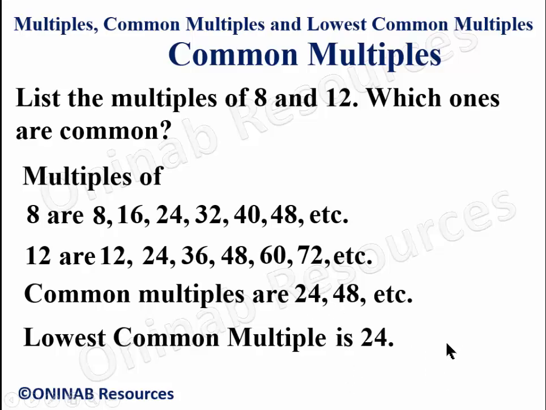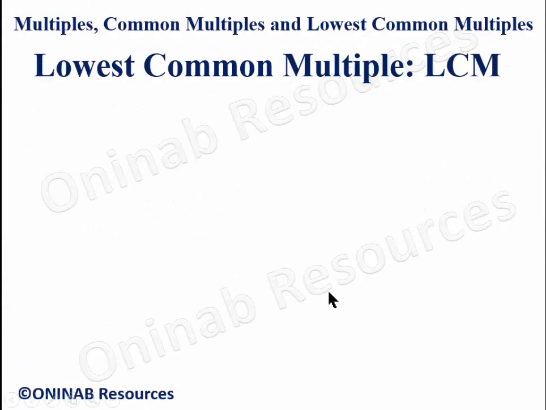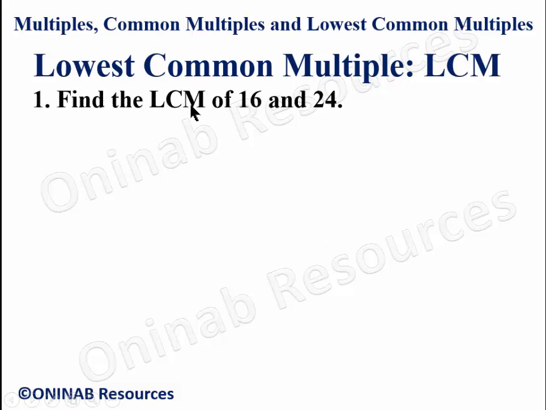So we now find a proper way of finding the lowest common multiples of numbers. That will take us to the next slide, lowest common multiple, popularly known as LCM. So we take our first problem. Find the LCM of 16 and 24.